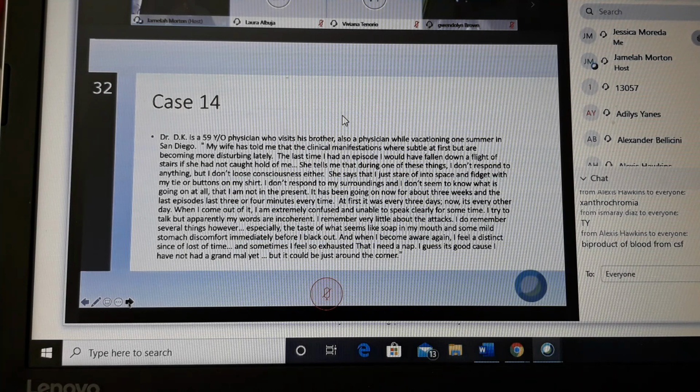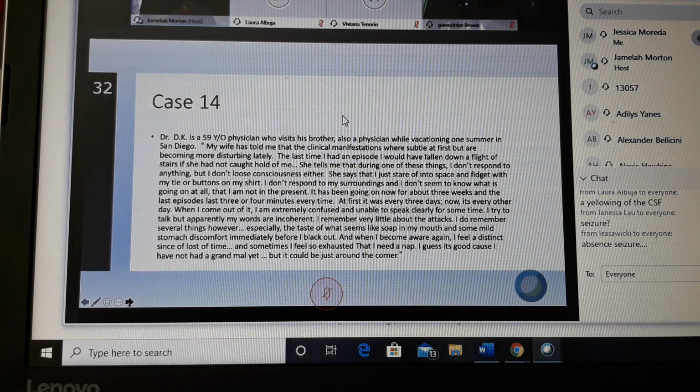She tells me that during one of these things, I do not respond to anything, but I don't lose consciousness either. She says that I just stare into space and fidget with my tie or button. I don't respond to my surroundings, and I don't seem to know what is going on at all. That I'm not in the present.